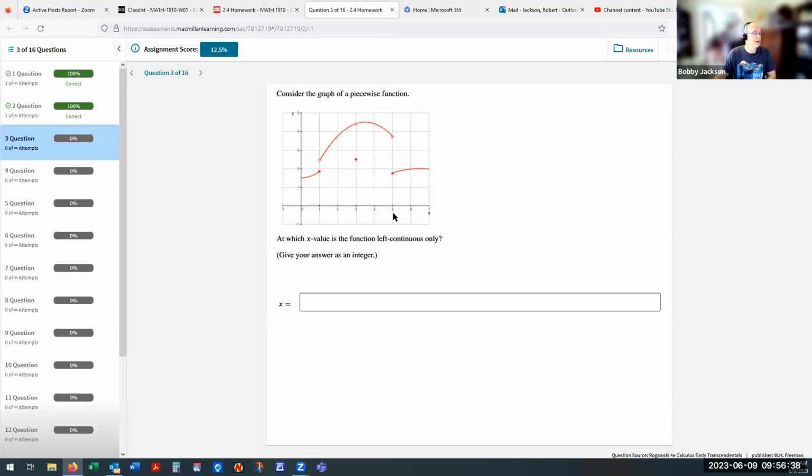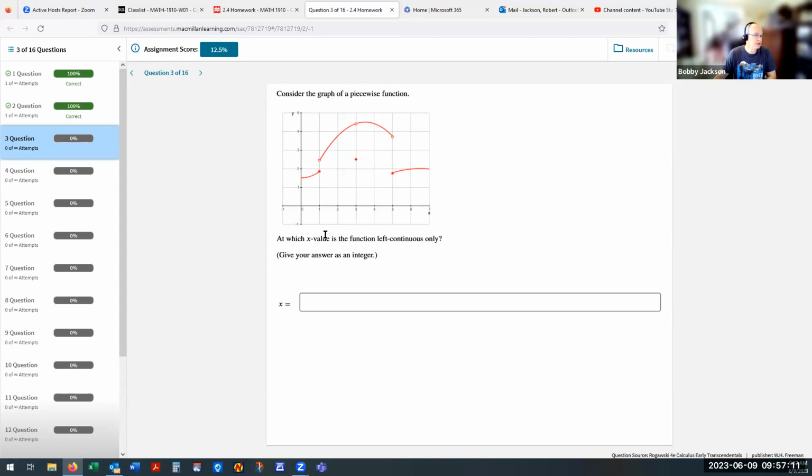Okay, at 5, we are right continuous, right? Because the limit from the right is going to be whatever the y coordinate of that point is, which is about 1.9 or 1.8, whatever. And that's the value of the function. So the limit from the right equals the value of the point, right? We're going right to that point. From the left, we're going to this hole, right? So the limit from the left is something like 3 point something. It is not equal to the value of the function. So we're right continuous, but not left continuous.